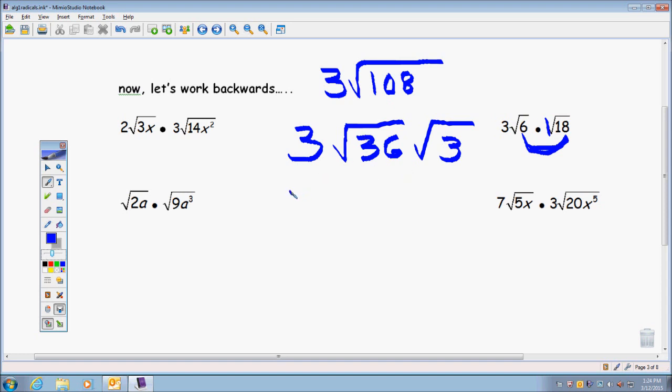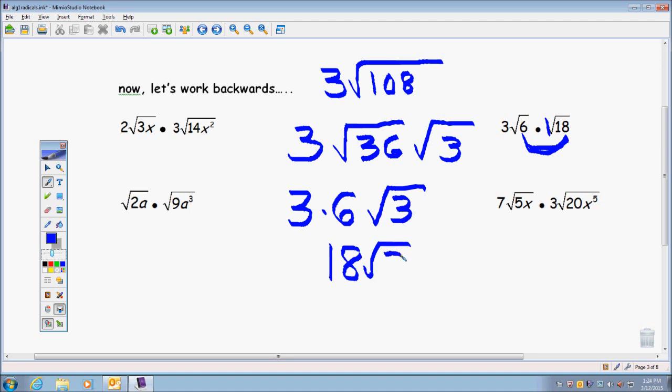So this is already a 3. Leave that alone. That stays the same. That's a 6. So 3 times 6. Remember, we're multiplying. 3 times 6. We can't do anything with that. So radical 3. So 3 times 6 is 18. So we're going to have 18 times radical 3. And there's your answer. That's it.